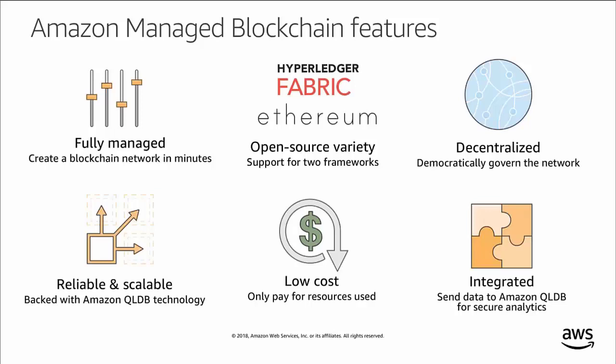Another feature, increased reliability and scalability. With Hyperledger Fabric, we increase the reliability and durability by utilizing the same journal technology that backs Amazon QLDB in a component called the Fabric Orderer, which is an important component that takes some of the transactions, batches them up into blocks, and then sends them back out to all the organizations. It's a critical piece of a Fabric network.